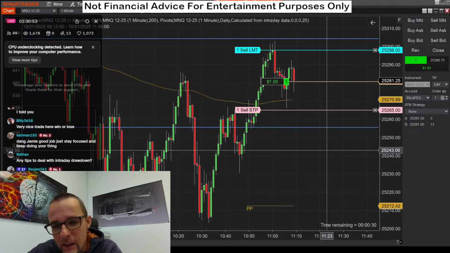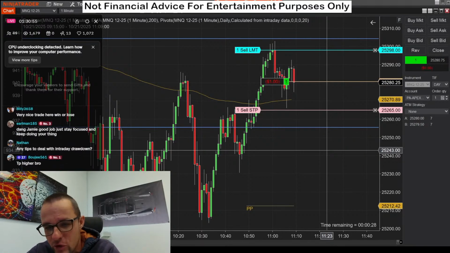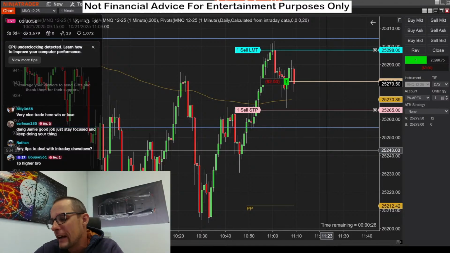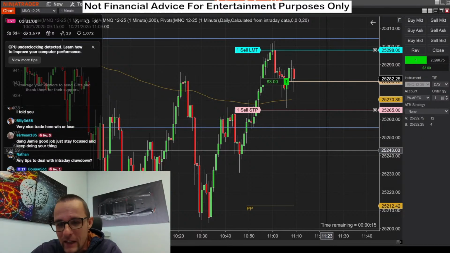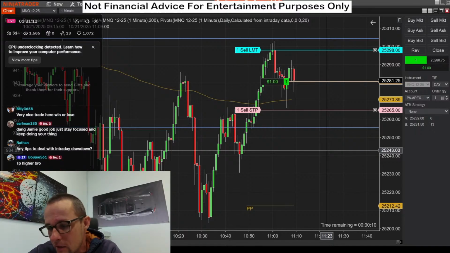TP higher? No, I'm not getting greedy. I took a loss on the first trade because I was greedy. Now if I get greedy again, I'm done. I said that about the first trade on these accounts. I had my TP at that area, and it exactly hit my TP area and then ripped right back up and stopped me out because I got greedy.